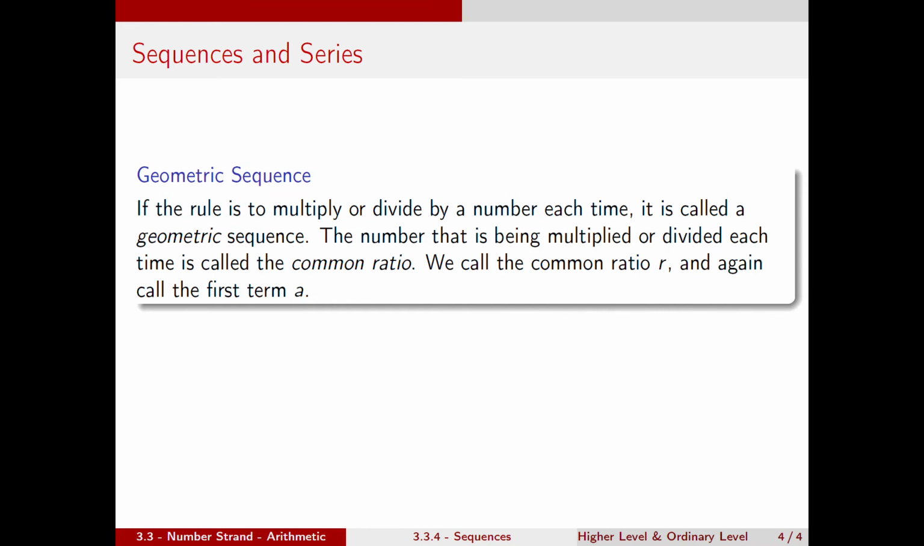The other type then that we're interested in is the geometric sequence. If the rule is to multiply or divide by a number each time, we call it a geometric sequence. So instead of adding a number, we are now multiplying by or dividing by a number. The number that is being multiplied or divided each time is called the common ratio, denoted by the letter R. We again call the first term A.